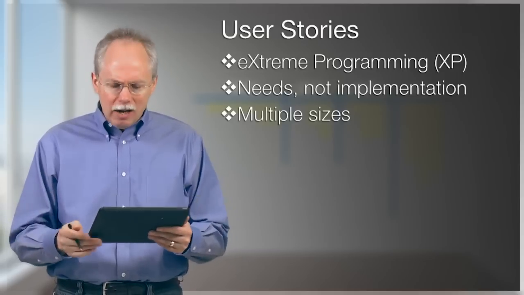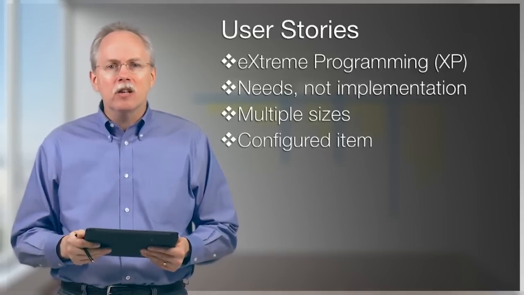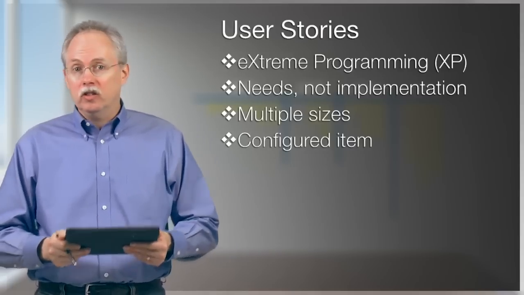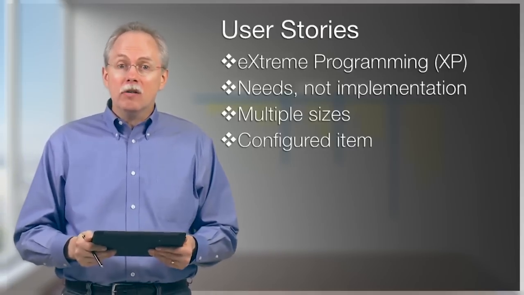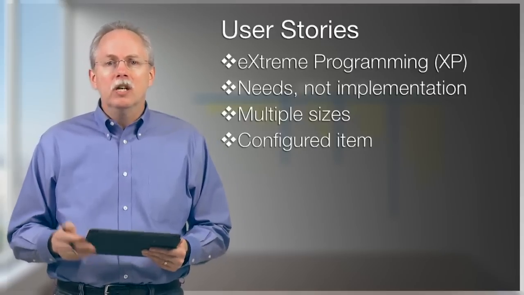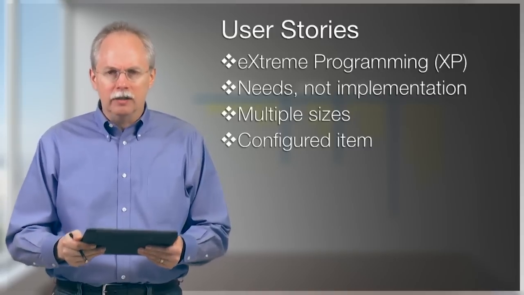So they come in all kinds of sizes and shapes, but you can treat each one as a configured item that you can ask, what state is this story in? Is it to be worked? Is it just in the backlog? Is it in progress? Is it done and signed off? So you can treat them as configured items so you can actually watch progress and change, and see how many of these things you've got done.